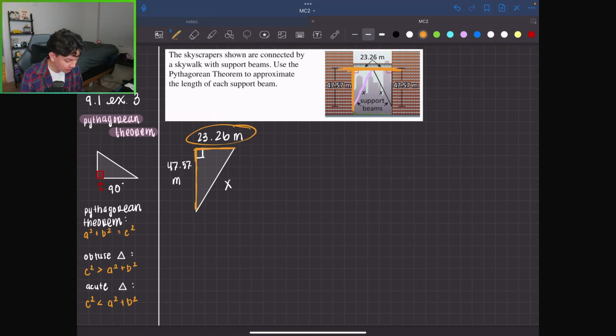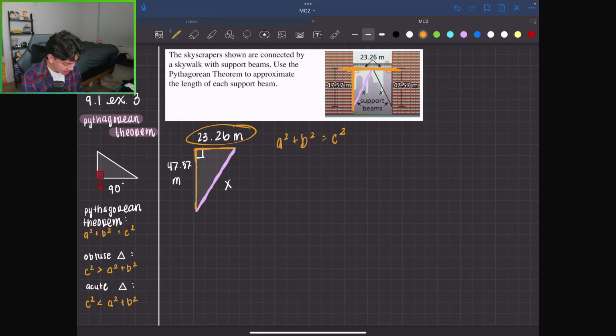So what are we trying to find out? We're trying to find out what is this missing side length over here. Hilariously enough, it kind of looks like the hypotenuse, because it is. So let's go ahead and use our Pythagorean theorem to solve this. So we know that a squared plus b squared equals c squared. And remember, we can only do this for a right triangle.